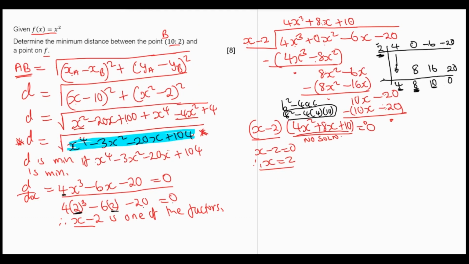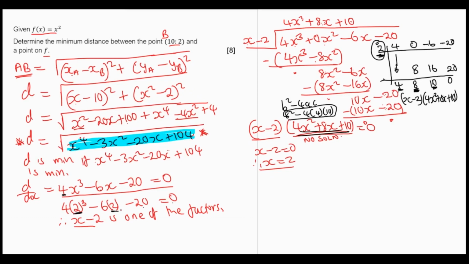So this is the coefficient of x squared. This is the coefficient of x. This is the constant. So it means we have x minus 2 from this. And then we have our 4x squared, and then plus 8x, and then plus 10, which is just the same as this. You see that? Okay. So that's another way of factorizing a cubic equation.